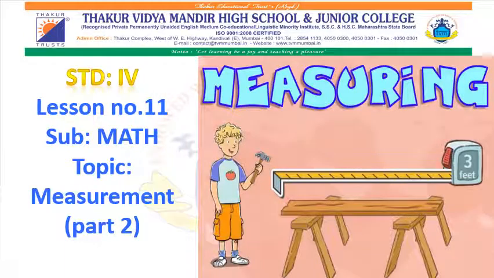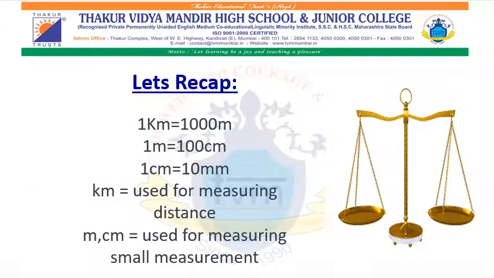Hello and welcome students to Measurements Part 2. In the last video you saw that you use kilometers for measuring distance, and meter and centimeter are used for measuring small measures. 1 kilometer is equal to 1000 meters, 1 meter is equal to 100 centimeters and 1 centimeter is equal to 10 millimeters. Now today we will see how to measure mass.